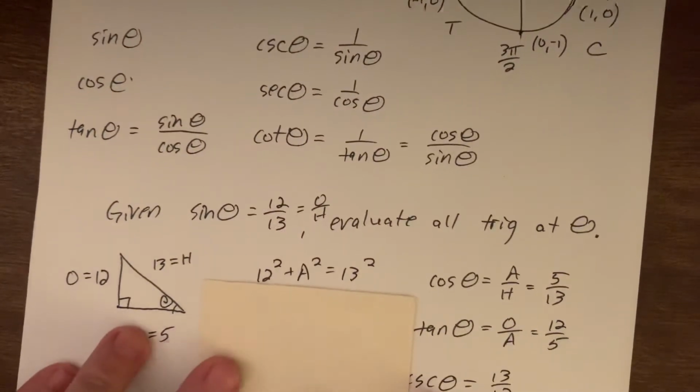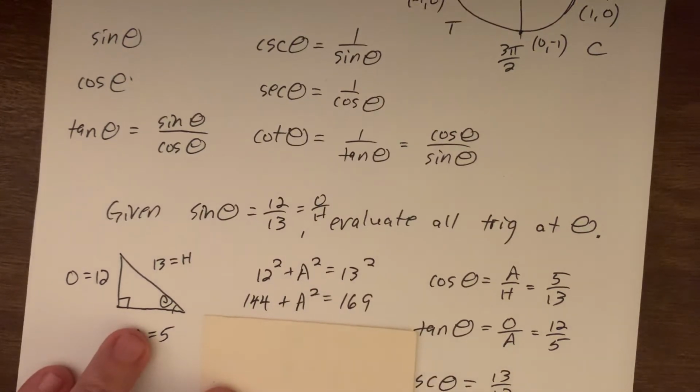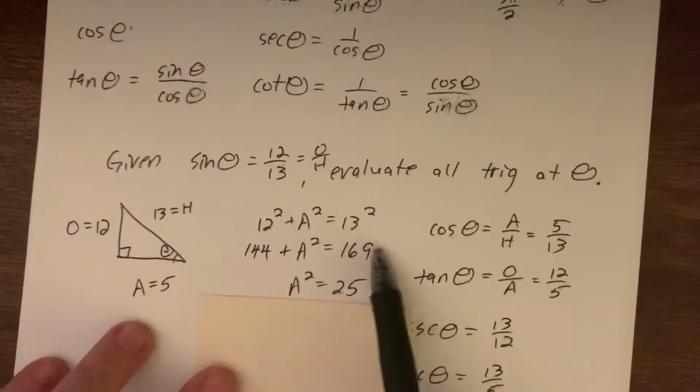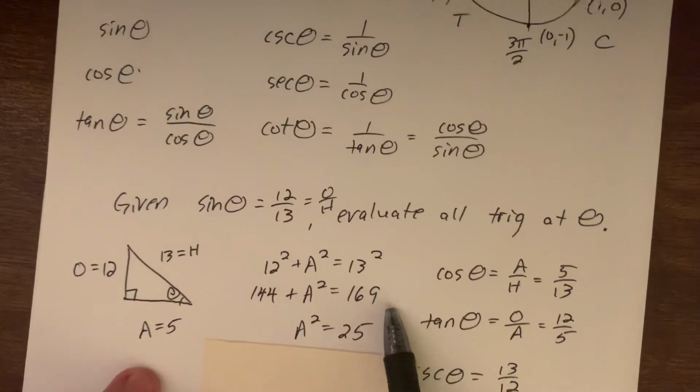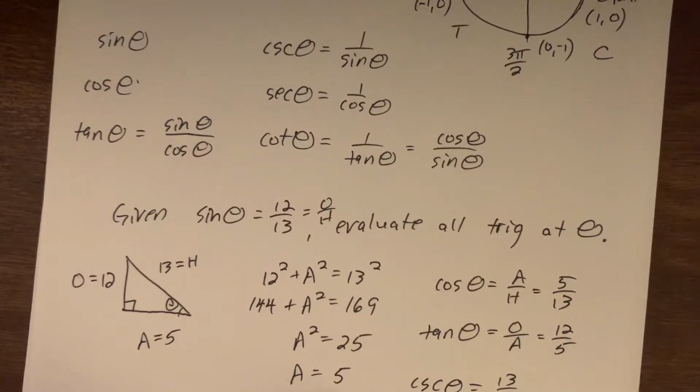Now I'm just solving. Well, 12 squared is 144, 13 squared is 169. Subtract the 144 from both sides. Technically, I'm taking a square root, so I get plus or minus 5, but this is all just about distance here, so that's why we just take the positive 5.